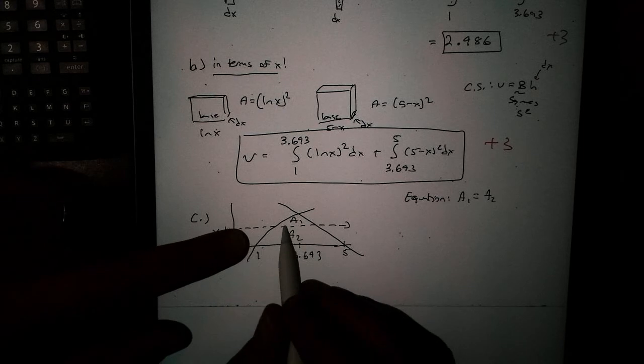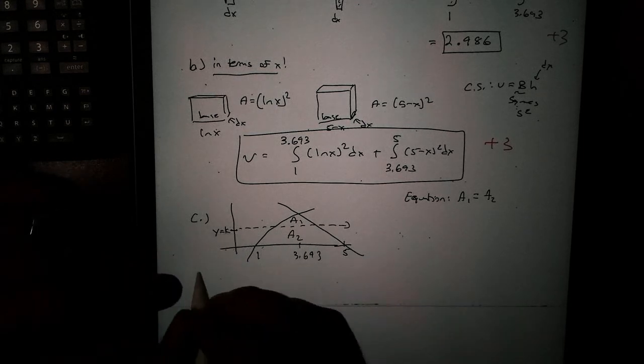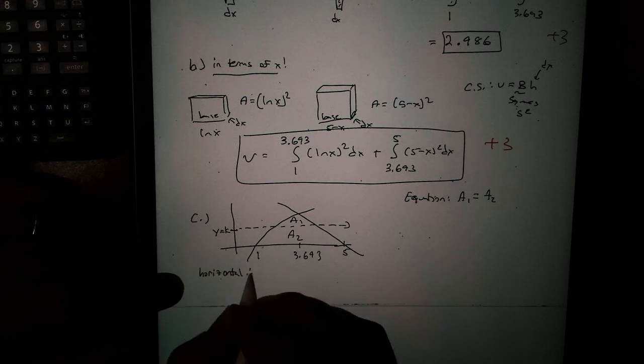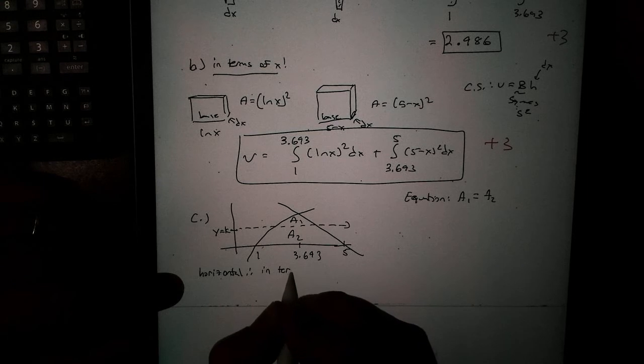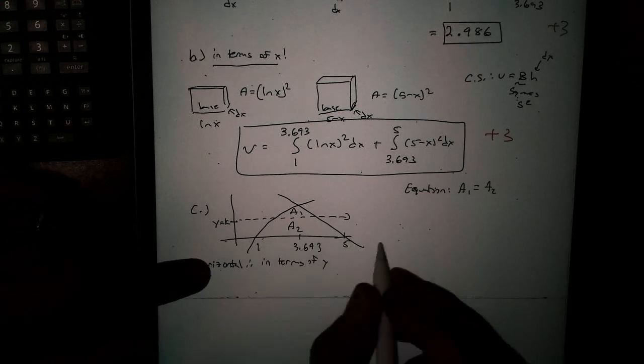But what I want you to notice is that this is horizontal now. So y equals k is horizontal. Now we talked about this before, therefore, we need to be in terms of y. So let's go ahead and solve for both our equations in terms of y.